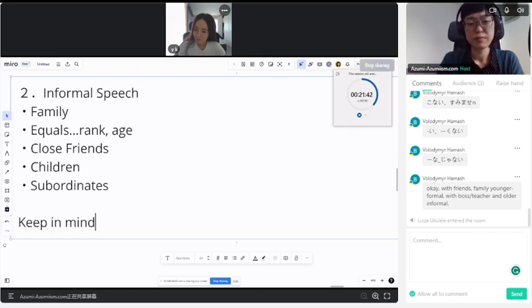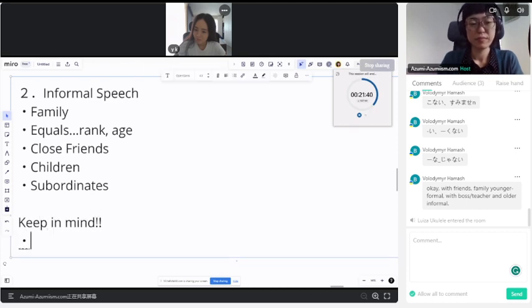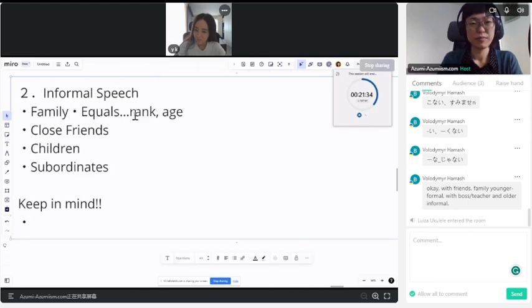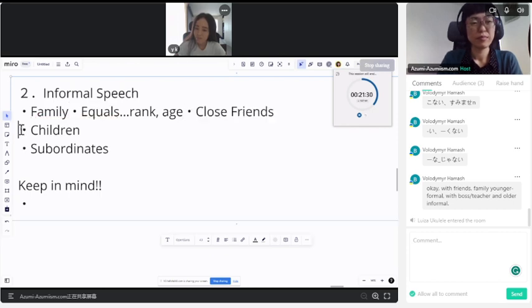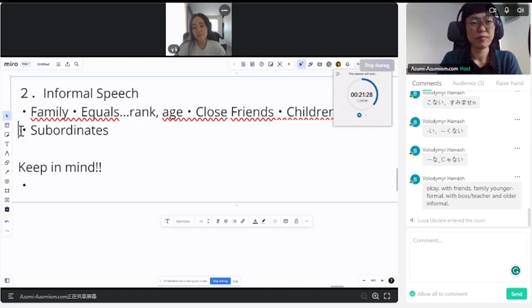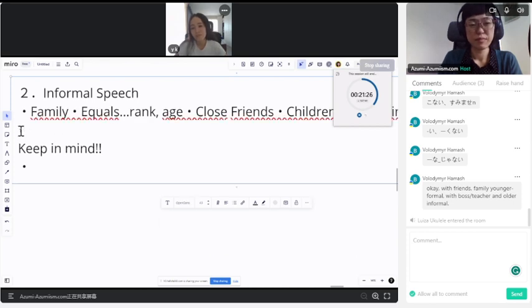Certain things can never be dropped. I can't think of a good example off the top of my head right now, but ni is often not dropped when you're talking about going someplace. But in general, there's a lot of dropping, especially the o particle, the wa particle, and the ga particle. There's no ka at the end of questions. Usually, there is a rising tone at the end of a short form to indicate that you're asking a question. In written Japanese, you'll just have a question mark.